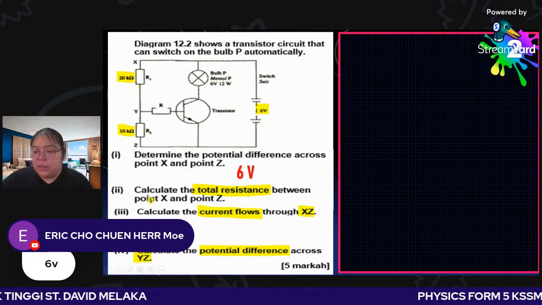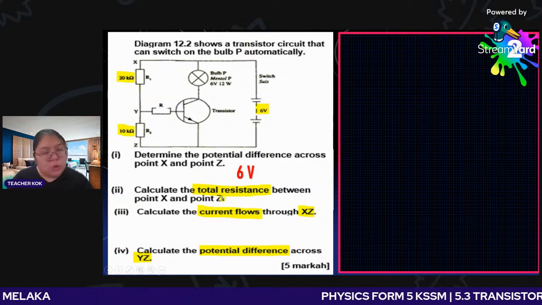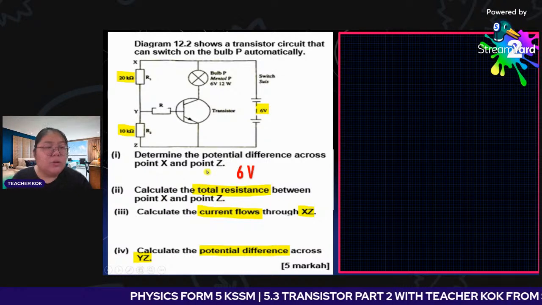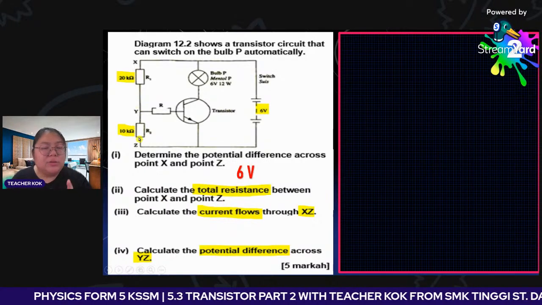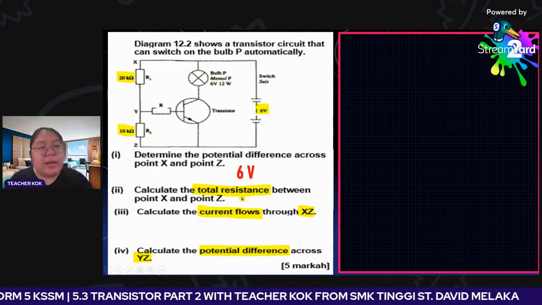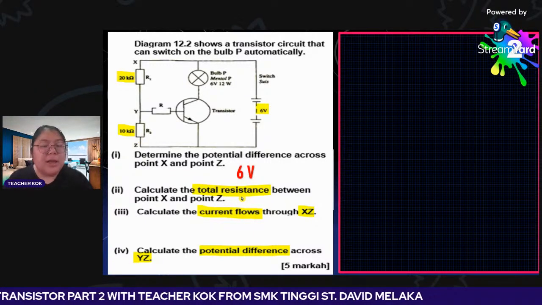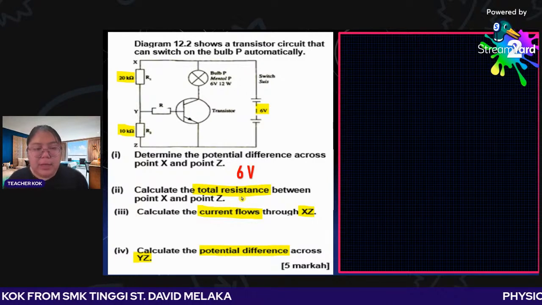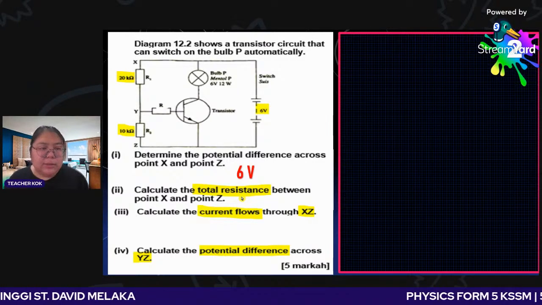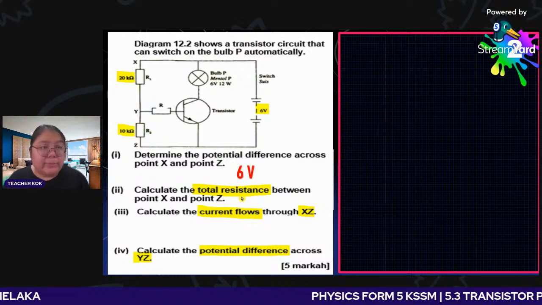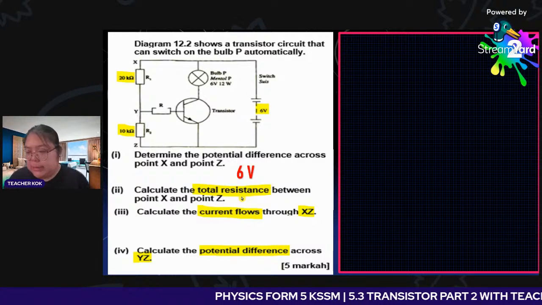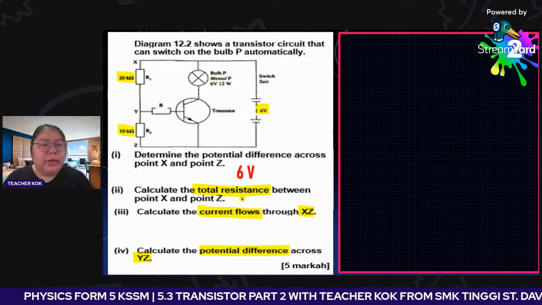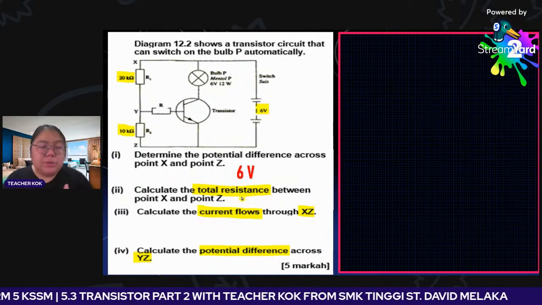We need to calculate the total resistance between X and also Z. Total resistance of X and Z is how many? We just add, because it's a series, right? So the answer is how many for the second question? Total resistance X and also Z. Okay, answer please. Total resistance for X to Z.